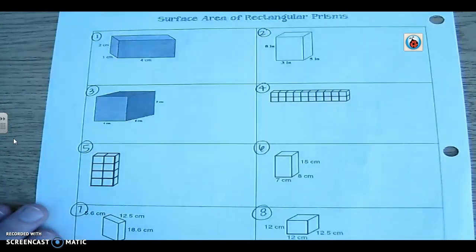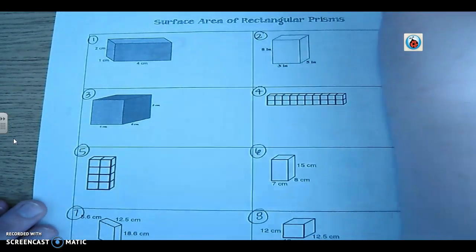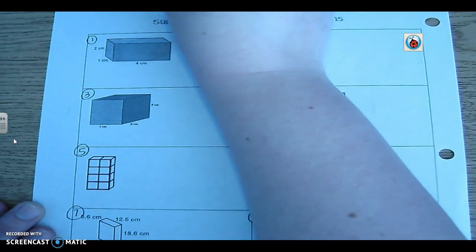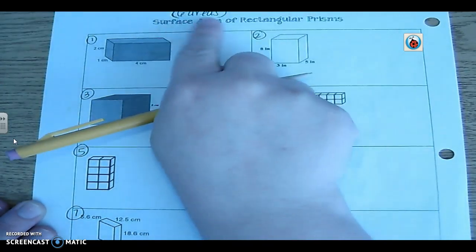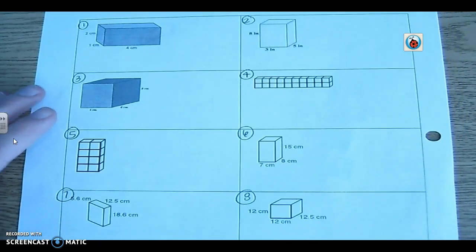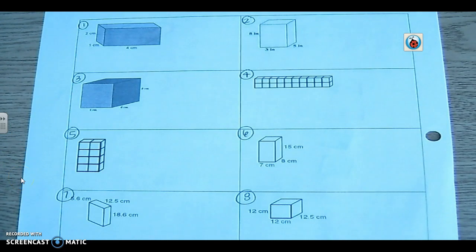Remember we're finding the surface area, which means I'm not finding just one area. I need to find 6 different areas because there's 6 faces. So in each of these 8 problems, I need you to calculate the surface area of these figures. Basically, how much wrapping paper would it take to cover this? That's what surface area really means. So at this time, you're going to stop the video and work on these problems on surface area.